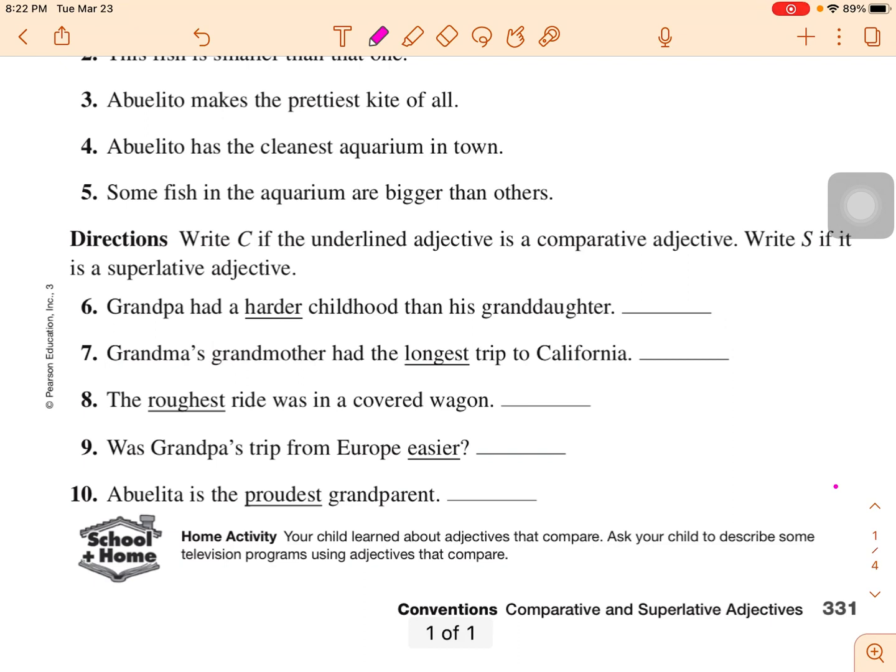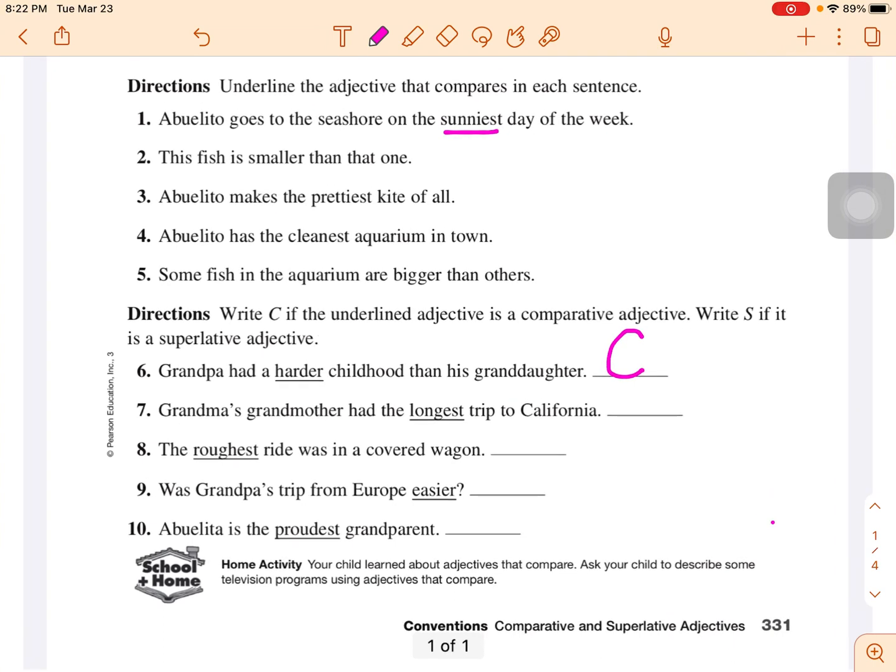So let's take a look at 6. "Grandpa had a harder childhood than his granddaughter." Harder is underlined, is the adjective that is comparing Grandpa to his granddaughter. There are only 2 of them, so it is a comparative adjective. I'm going to put a C in the blank. So boys and girls, I want you to pause the video, and I want you to finish numbers 1 through 10 on your own, and then start back up to correct it.